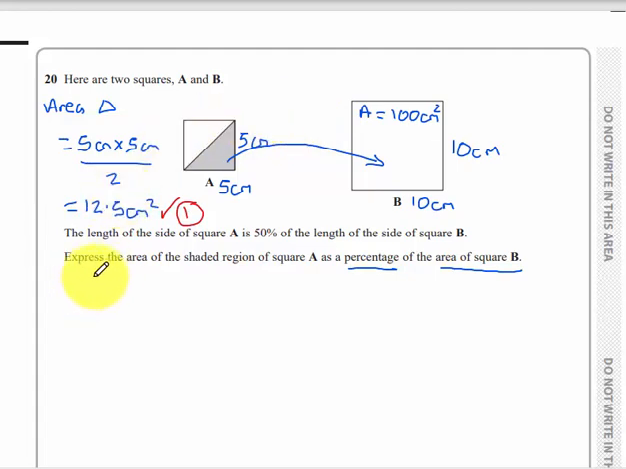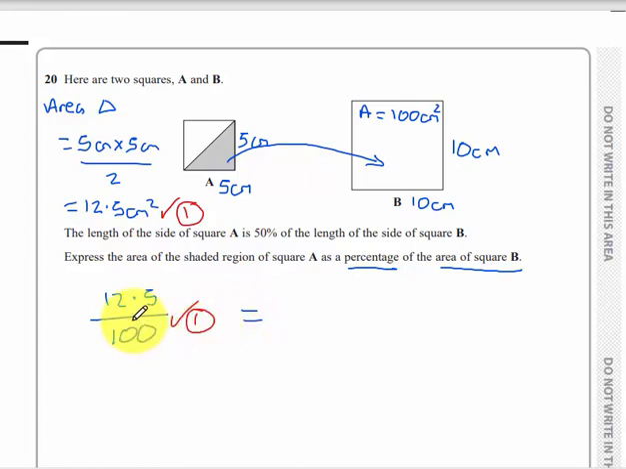Now I can answer the question: express the area of the shaded region as a percentage of the area of square B. Well, it's simply 12.5 out of 100. Writing this fraction, or you could write it as a ratio, will pick you up your second mark. And to get the third mark, we just have to answer the question.